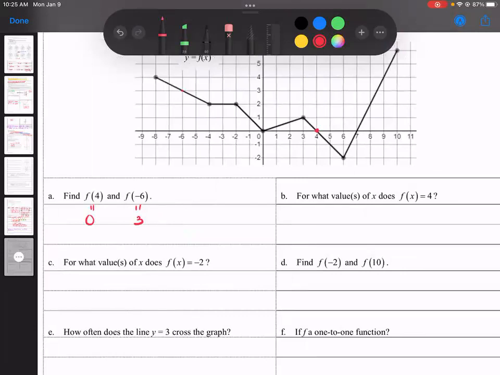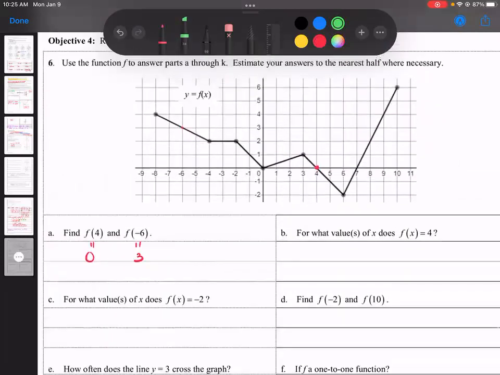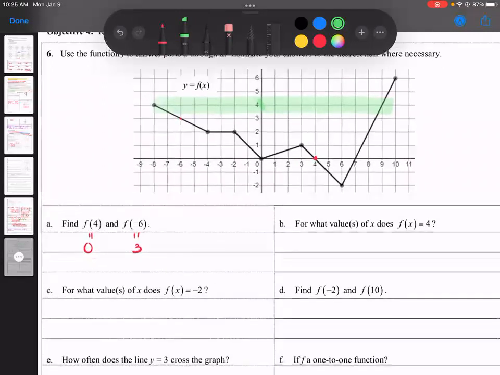What value of x does f of x equal 4? So they give you the height, they want you to find the width. They give you y, they want you to find x. So 4, let's see, 4 right here. That's 4, right? So where does it cut the function? -8 and 9. Yeah, -8 and 9.